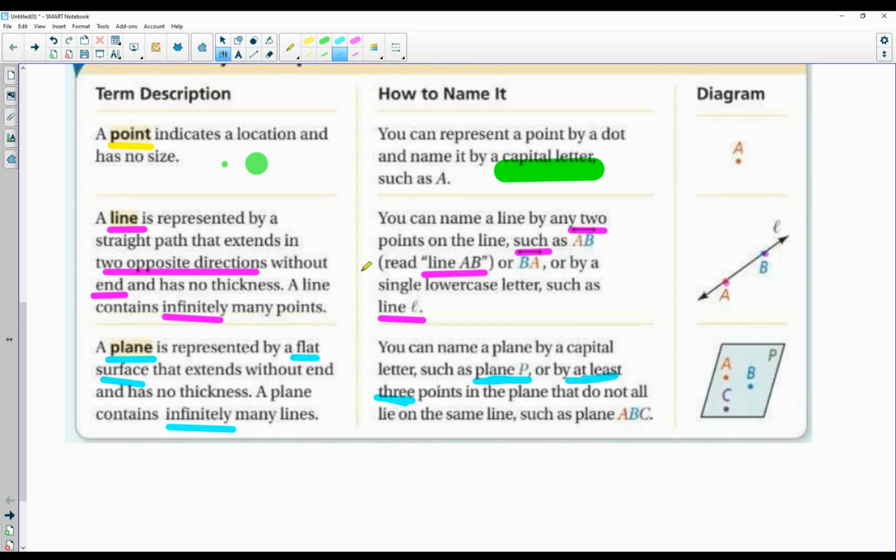Okay, so now we have point, line, and plane, all undefined terms. We described them, and we saw how to name them, as well as a diagram that represents them.